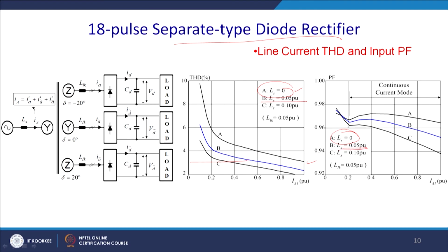Same way, if LS is equal to 0, then you can have 0.05 per unit, and LS equal to 0.1 per unit, and in that way you can get LK equal to 0.05 per unit, and ultimately you can get A, B, C, all those curves. And mind it, till this point the current is in continuous conduction mode, but if you have a discontinuous conduction mode, your power factor is going to be high definitely, but THD also will be high for your displacement power factor.